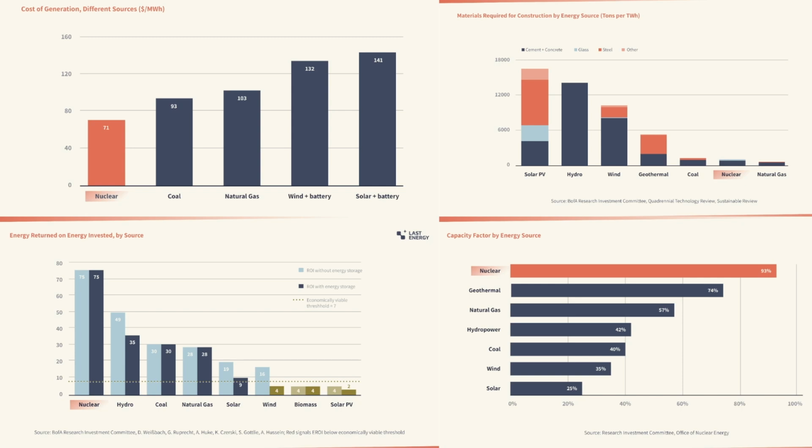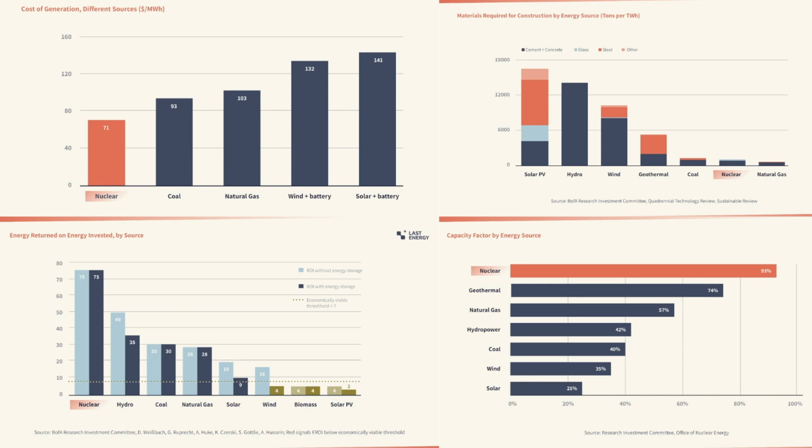The bottom left shows energy returned on energy invested by source. Nuclear is by far the most cost-effective plant to build. In the top right, you can see the materials required, and nuclear is in the bottom bracket of the cost to set up each plant. It is very cheap to build.